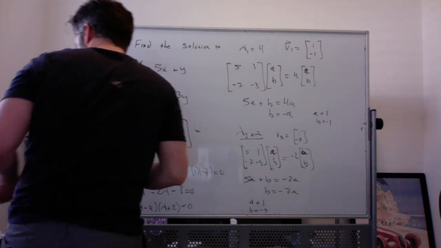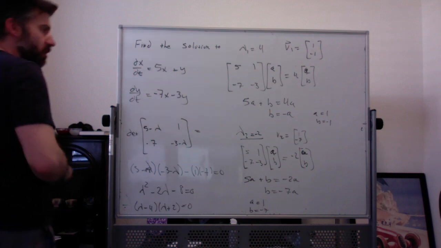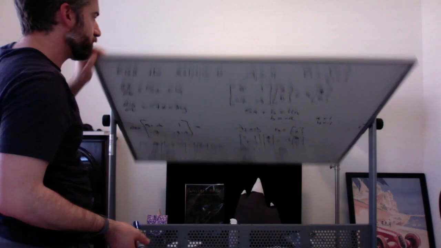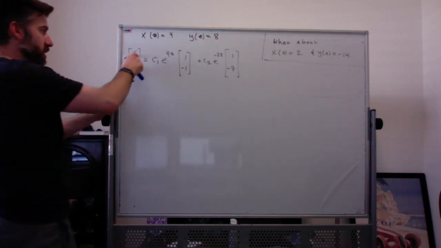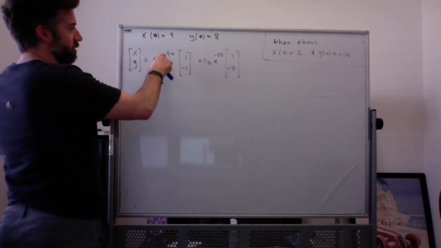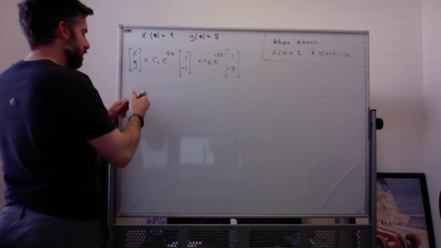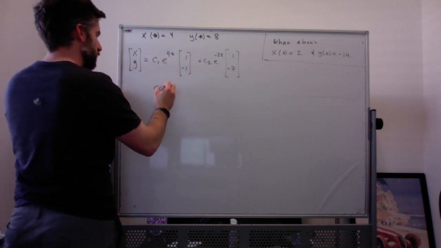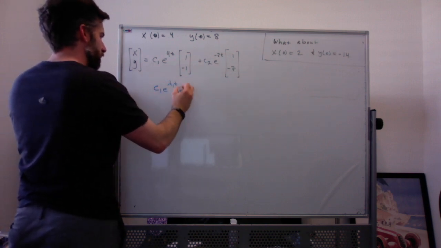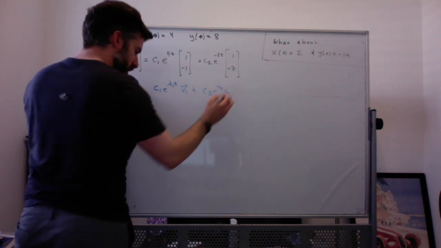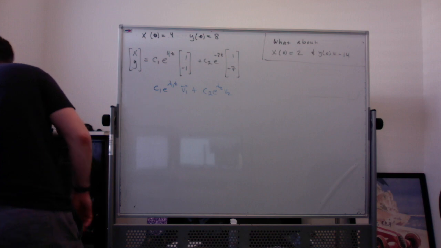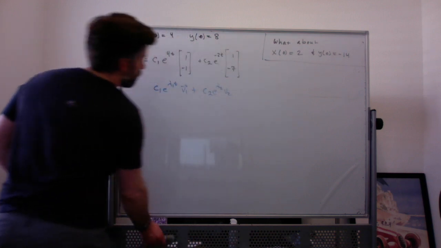Going with our eigenvalues, then going to the other side, the general solution is x, y equal to c1 e to the lambda 1 t times v1, plus c2 e to the lambda 2 t times v2.